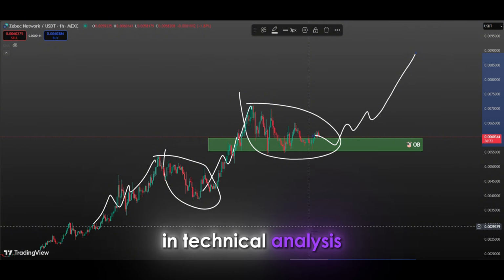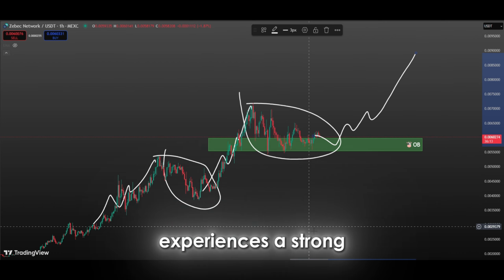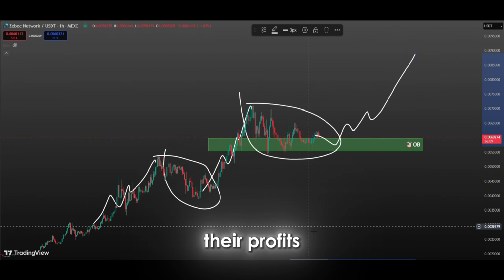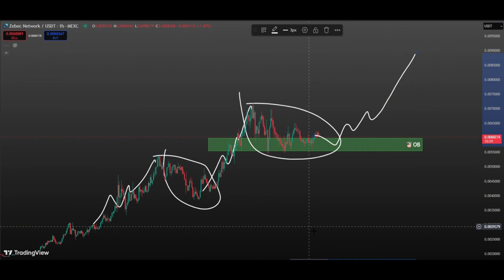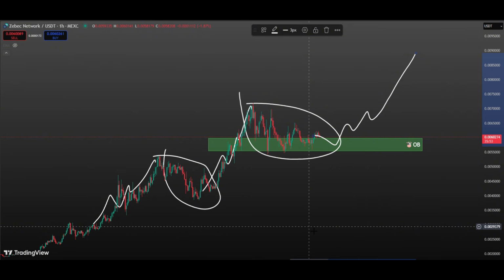In technical analysis, such pullbacks are often defined as profit-taking corrections, and they are typically followed by even stronger upward momentum. When an asset experiences a strong upward rally, some investors may wish to realize their profits. This causes the price to pull back slightly. However, these pullbacks are often limited in scope, and the price tends to resume its previous uptrend, heading toward new highs. The current correction, when compared to similar structures in the past, can be read as a constructive and positive signal.